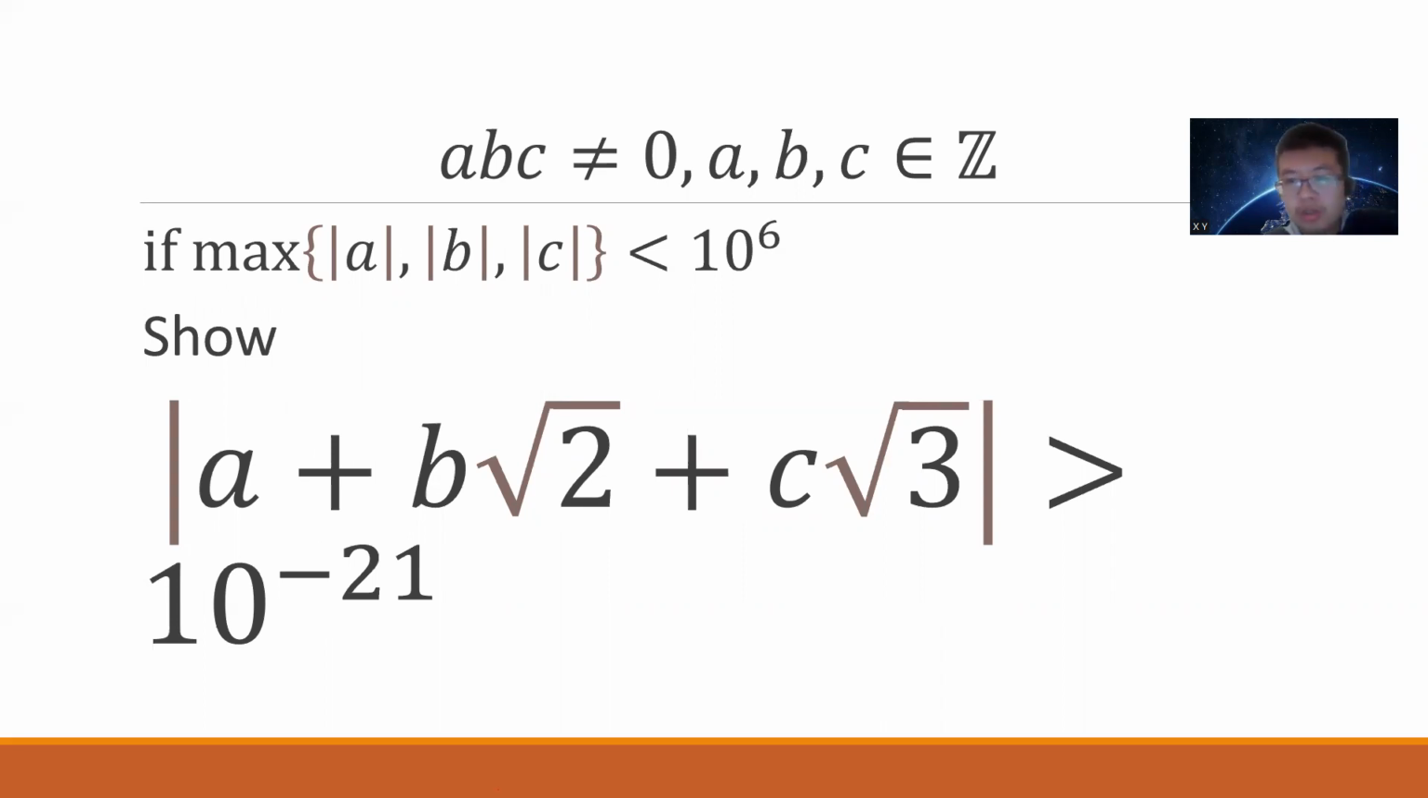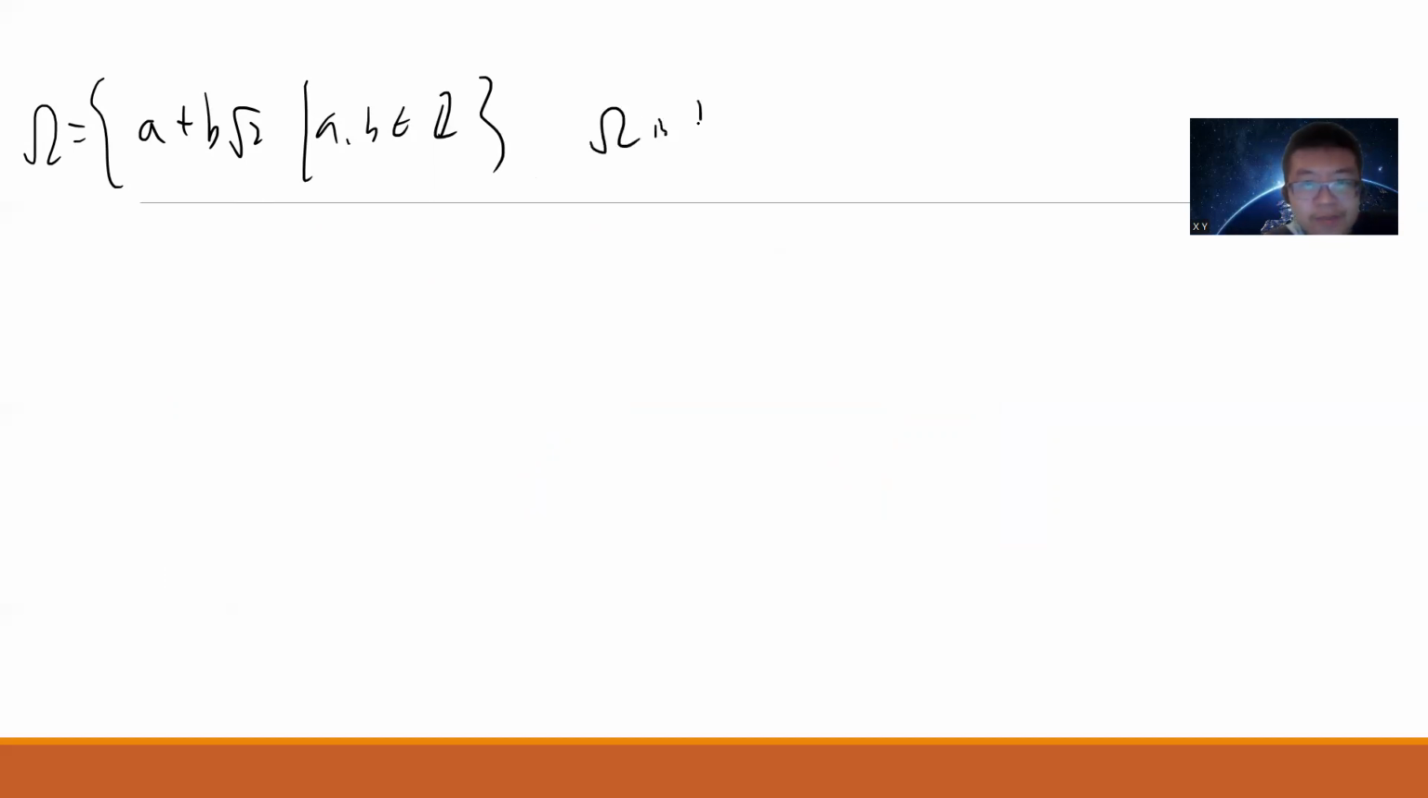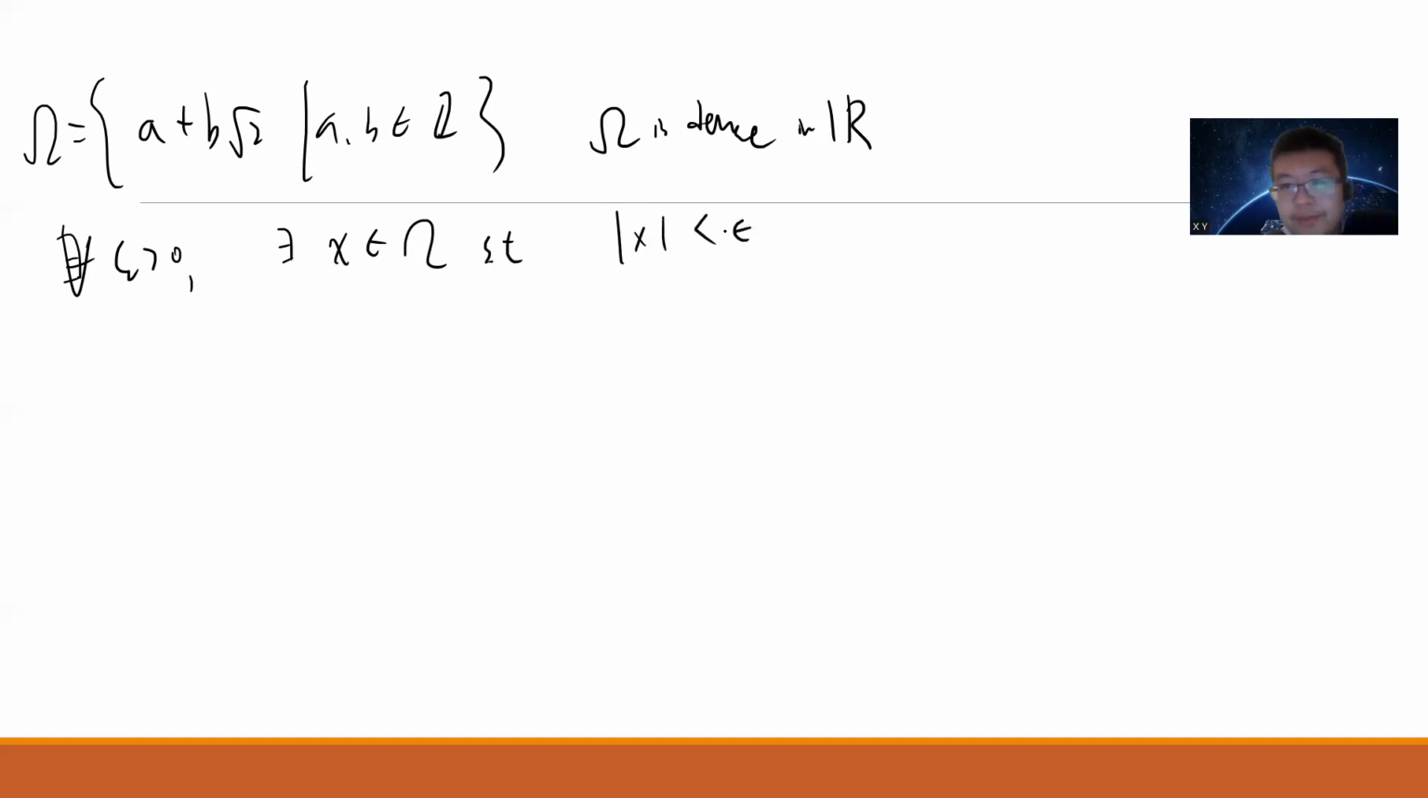This question is interesting because we know that an irrational number can be approximated by rational numbers. If you take the set Omega of a + b square root of 2 with a, b integers, then by the equidistribution theorem, Omega is dense in R. So for every epsilon greater than 0, you can always find x in Omega such that x is arbitrarily close to 0.